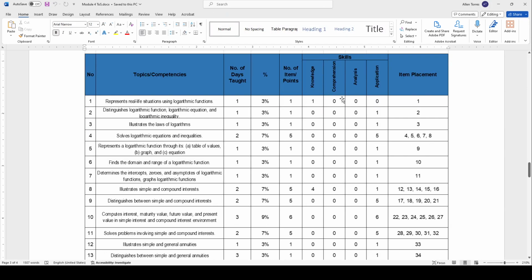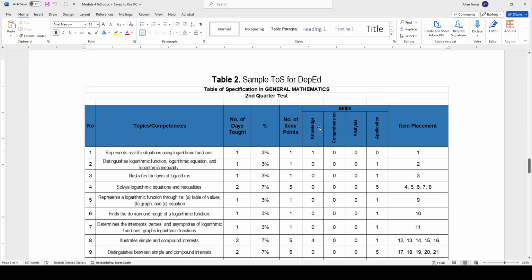Okay? As you can see here, sa skills, nagkaiba na yung kanyang positioning, but the main idea still remains the same. Andyan pa rin yung competencies mo. Okay? Andyan pa rin yung iyong levels. Andyan pa rin yung iyong item placement. And andyan yung panibago. Ay, andito pala yung percentage. Okay, ganun pala yung percentage, ha? A number of days taught and number of items or points.